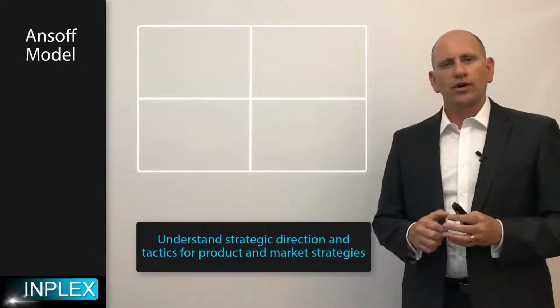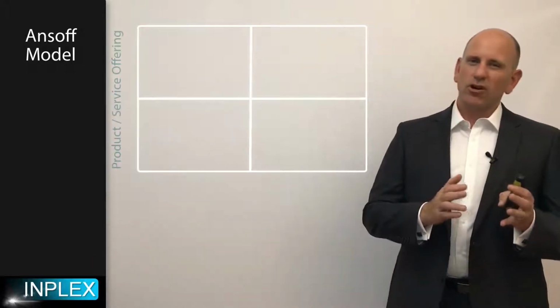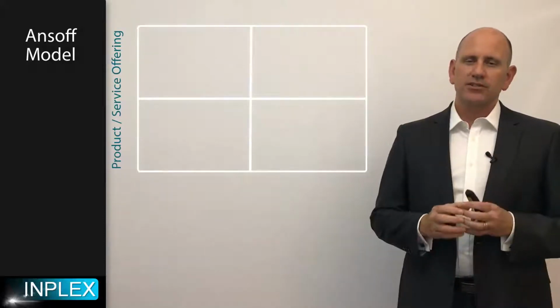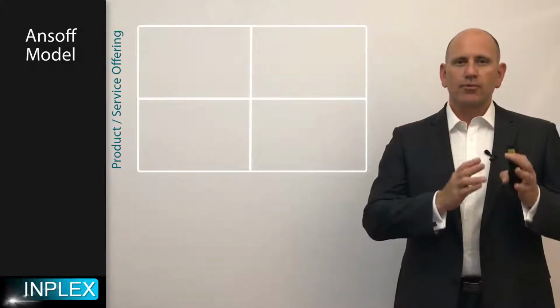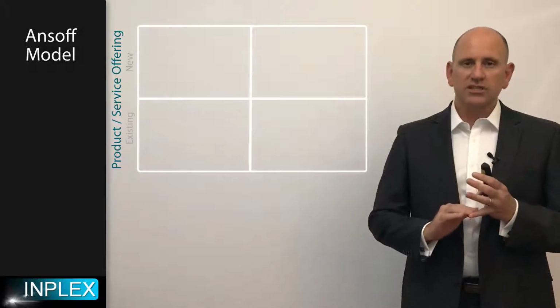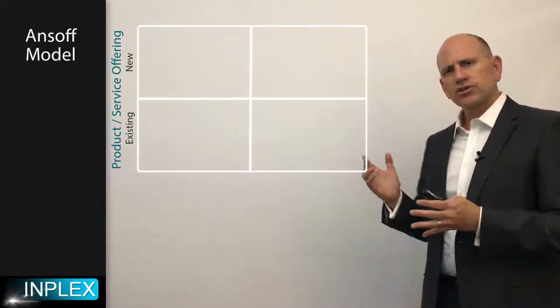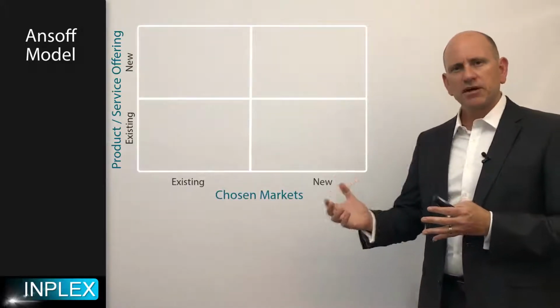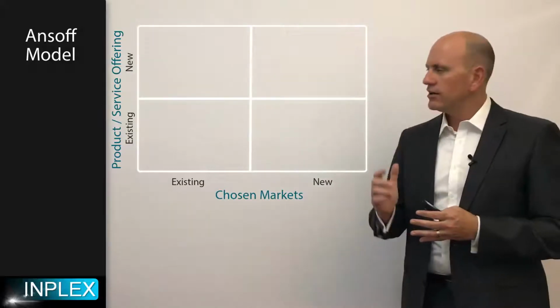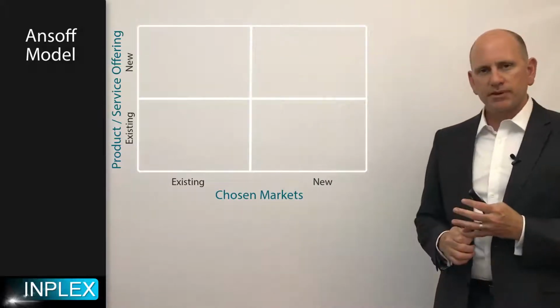First of all, we'll go and look at the market, your product offering, your service offering. So in combination, we look at the product and service offering. What's existing and what's new. We look at the chosen markets, existing markets and new markets. And when you put those together, you get an interesting four-quadrant perspective.